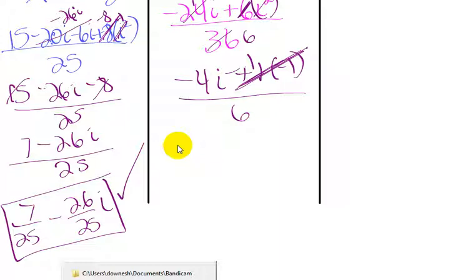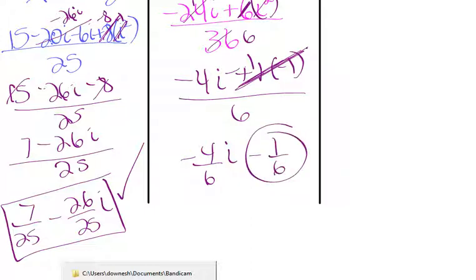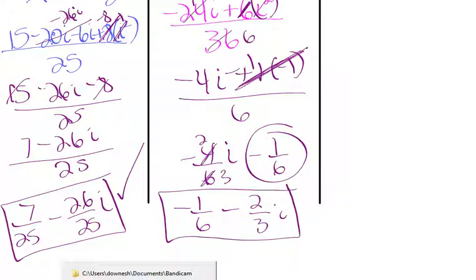So let's split those up. Negative 4i over 6 minus 1 over 6. And we need to put our real number first. Negative 1 over 6 minus, and 4 sixths simplifies to 2/3, 2/3 i. And that is our answer.